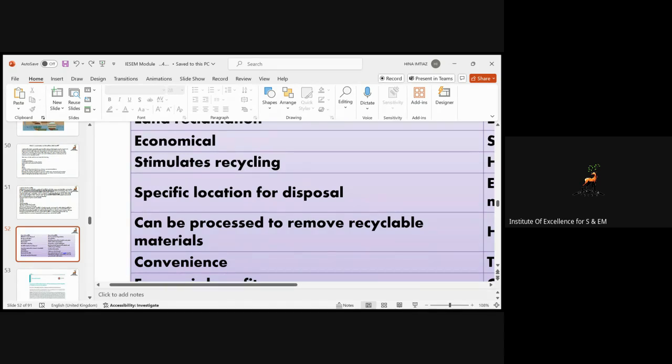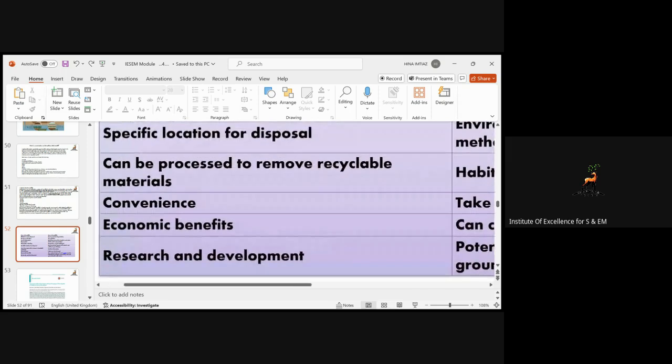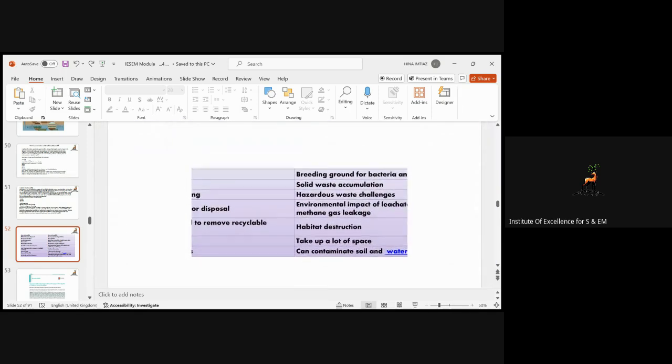whether you want to choose any place, even one which is near the mountains as well. So the choice of location is your own. And again, next, it offers a way to remove recyclable material, and it is a very convenient method, and it offers further research and development.